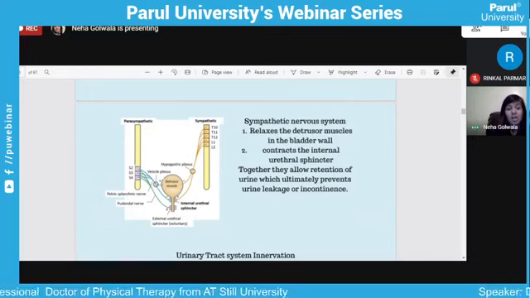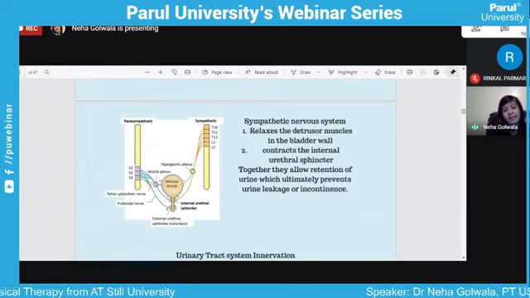We don't want that. On the other side, if there is overactive sympathetic and the parasympathetic is not working at all, then we can have more retention and difficulty urinating. So both systems need to be balanced.